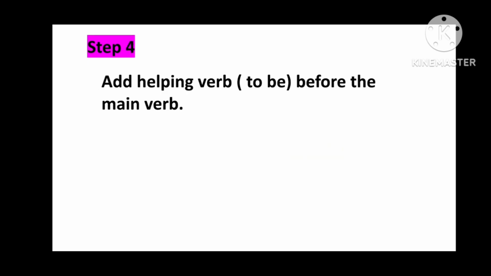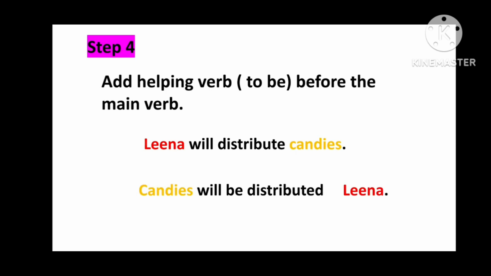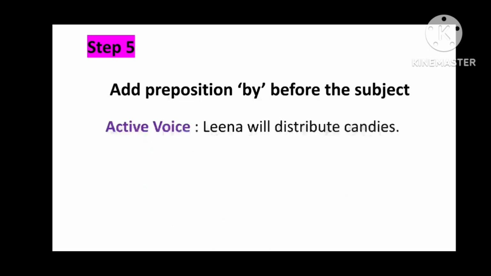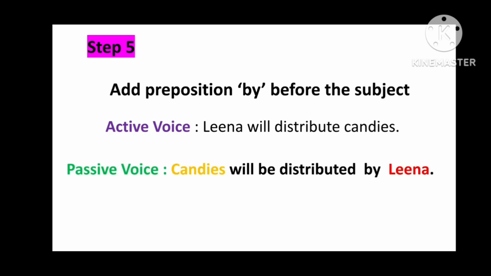In the fourth step, we need to add a helping verb, that means a form of to be, before the main verb. In this example, distribute is the main verb, its third form is distributed, and the helping verb is will be. The last step is to add the preposition by before the subject. The active voice is Lena will distribute candies. It will convert into passive voice as candies will be distributed by Lena.